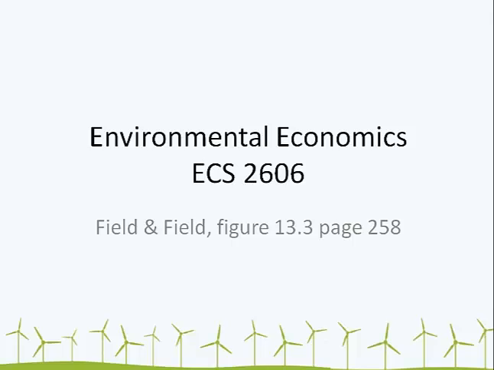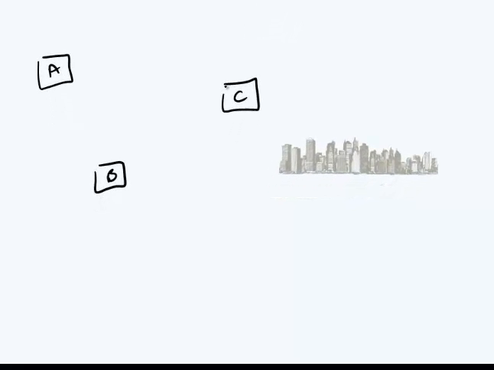We're looking at figure 13.3 on page 258 of your textbook. So let's assume there's a city, and just before the city there's a couple of factories that pollute a certain pollutant. In the textbooks they talk about CO2. It could be anything really. Now the prevailing winds blow from east to west towards the city.